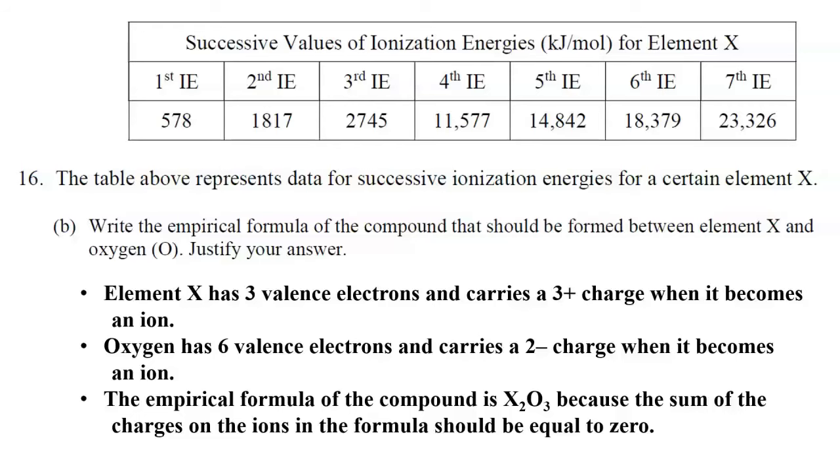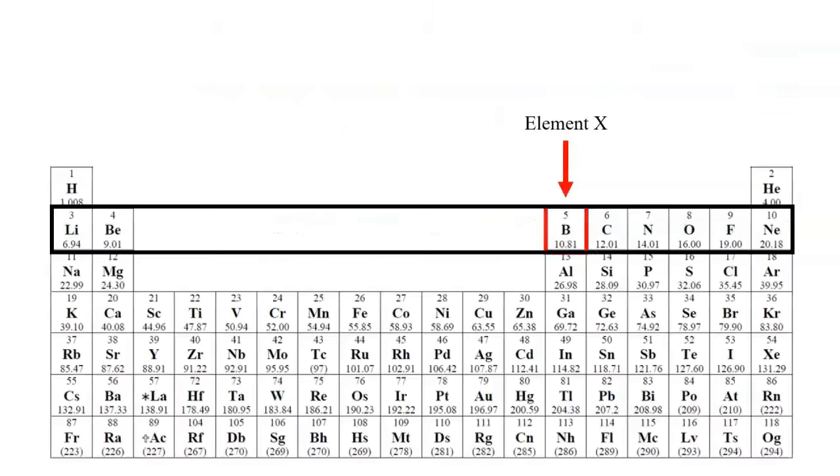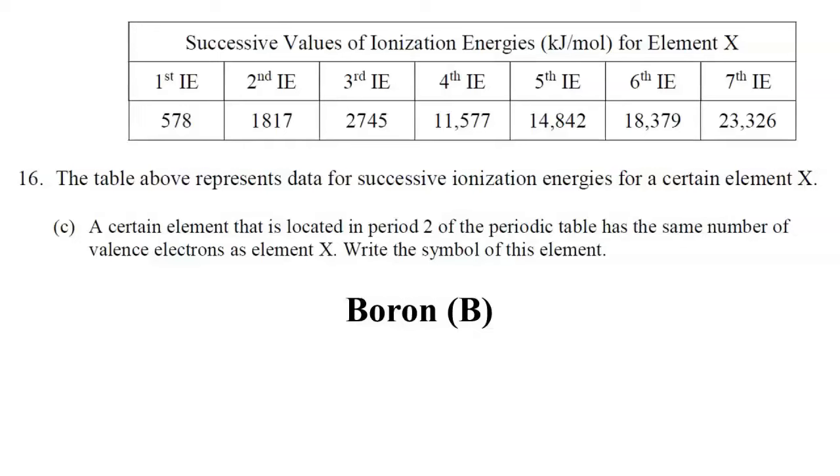All right, moving on to part C of this question. A certain element that is located in period 2 of the periodic table has the same number of valence electrons as element X. Write the symbol of this element. Again, we know where to find periods and groups on the periodic table. So the group would be group 13, the boron, aluminum, gallium, indium, that particular family or that group. And then period 2 is the second horizontal row. So we have now identified that element B, boron, would have that number of valence electrons. So the correct answer is boron.